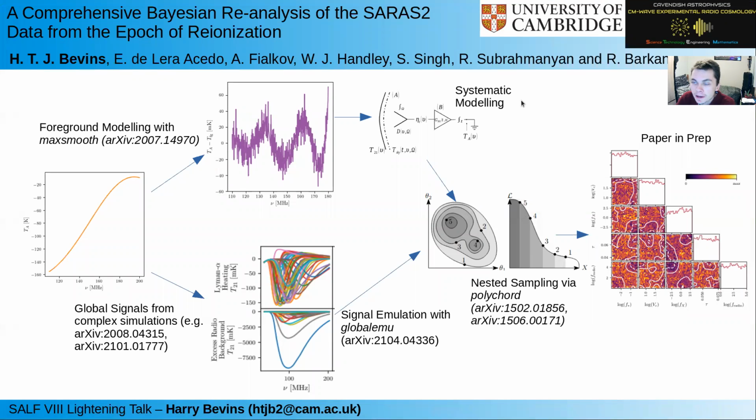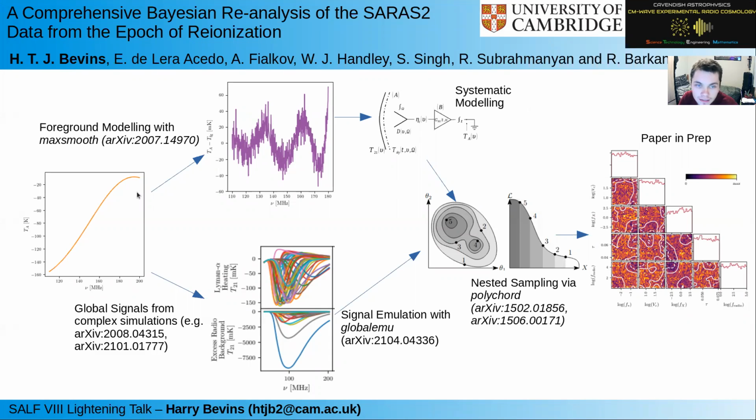Hello, so I'm Harry Bevins. I'm a third year PhD student at Cambridge, and I'm going to talk to you about a Bayesian reanalysis of the SARAS2 data from the epoch of reionization. So this is a global 21 centimeter experiment, or a sky average 21 centimeter experiment.